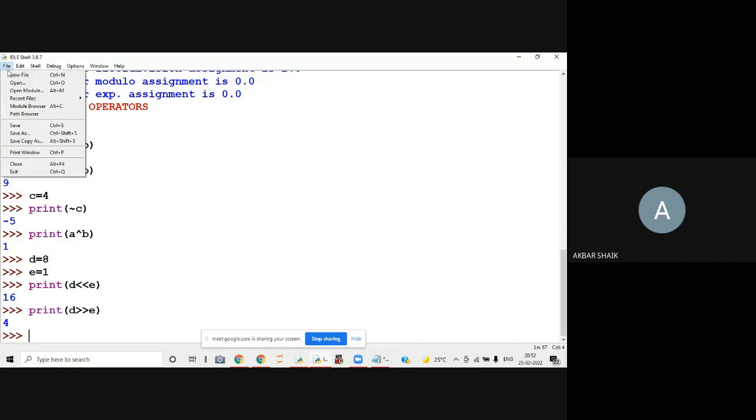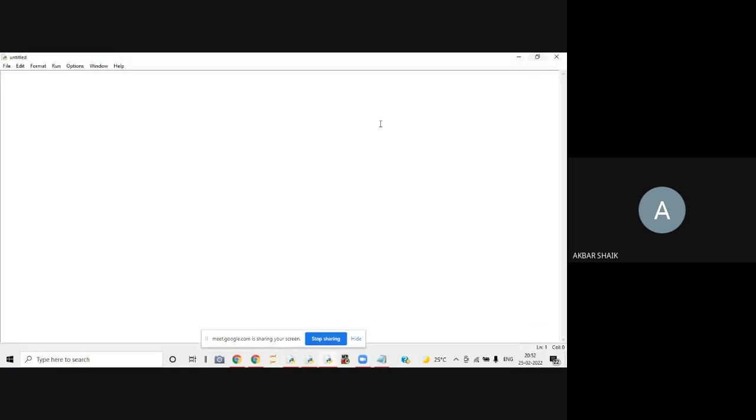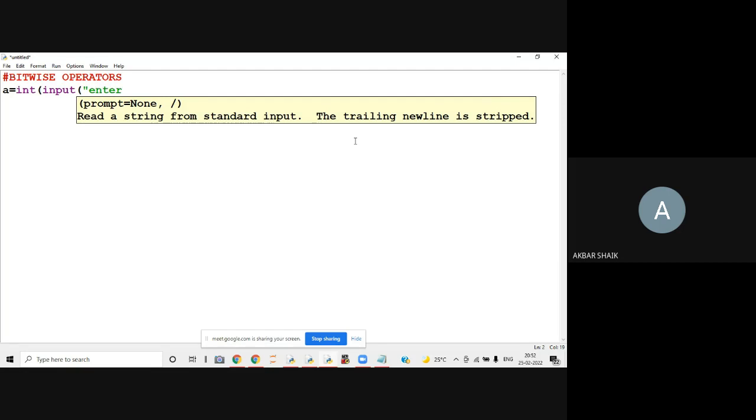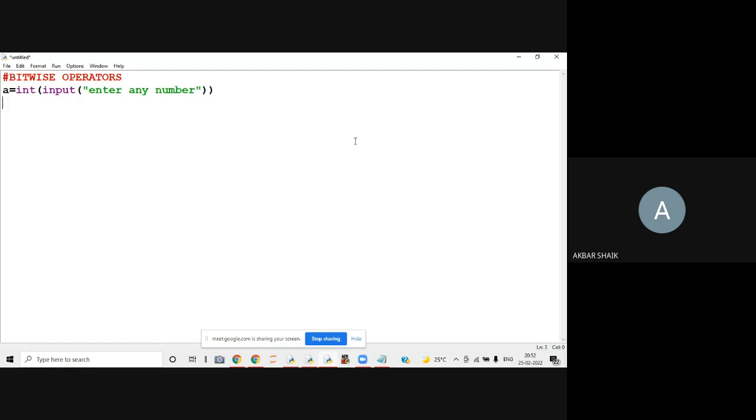I'm writing the program for bitwise operators. Here I'm just reading two numbers. a equals int of input, enter any number. b equals, enter first number. Next, I'll read the next number.